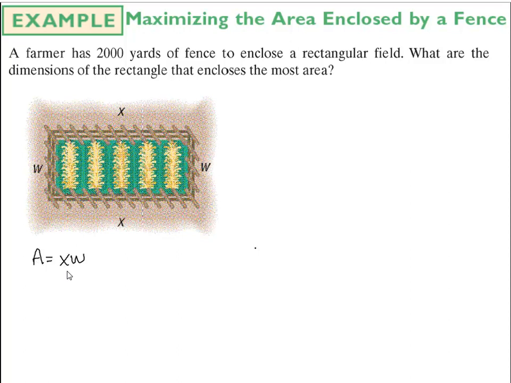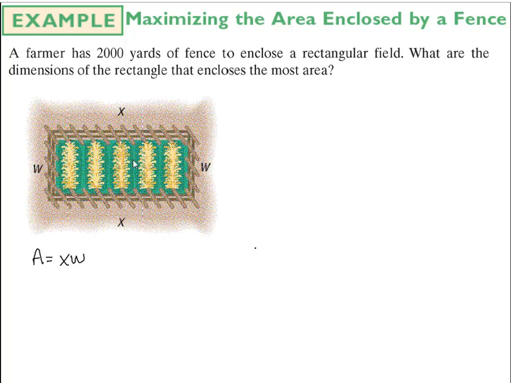Now, the problem with this is that I have two variables over here. I don't want area to be a function of two variables. I want it to be a function of one variable. I want the right-hand side of this equation to be one variable. So I got to figure out a way to eliminate one of those variables and write it in terms of the other. So I look back up at the verbiage of the problem, right? It says that a farmer has 2,000 yards of fence. So that tells me about the perimeter. This is how I'm going to connect these two quantities together, x and w.